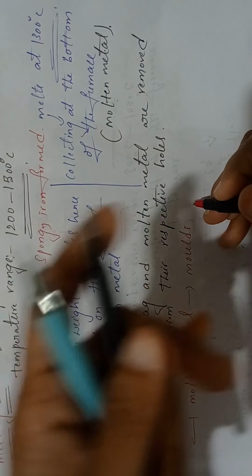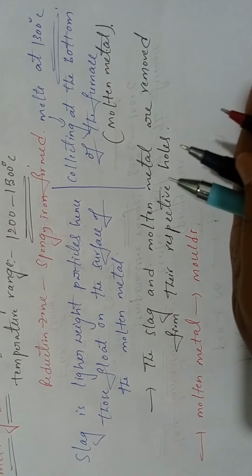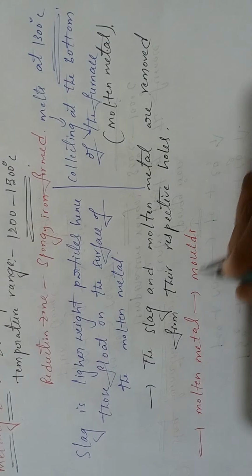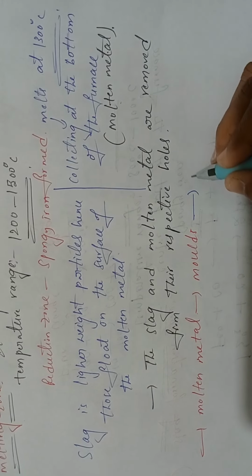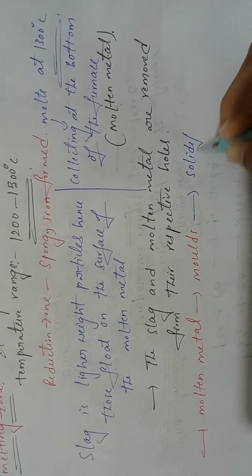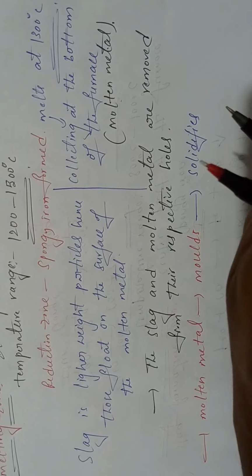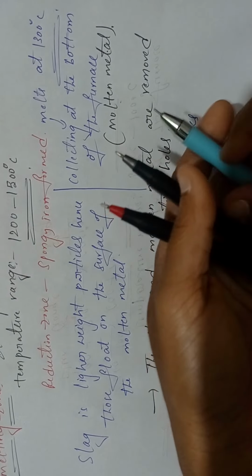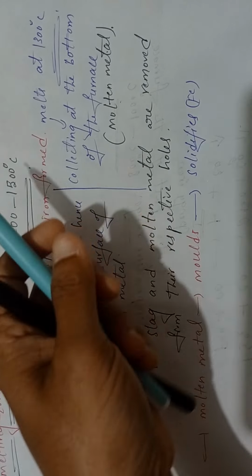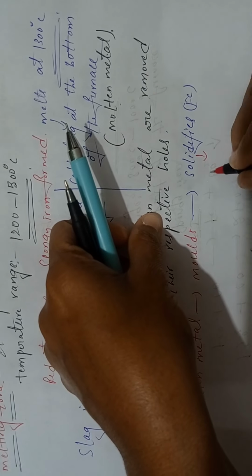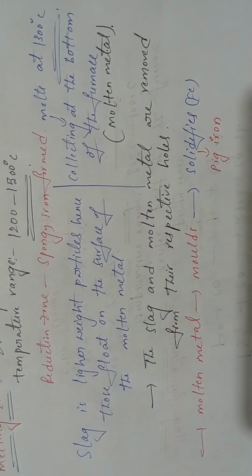Students, when it passes into the molds, what will happen? This molten metal solidifies. Are you clear? That means we will get the solid iron. Here we will get the solid iron, and this solid iron we call pig iron. This is called pig iron, students.